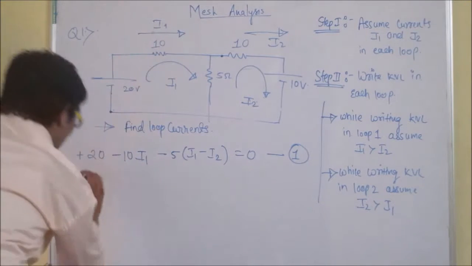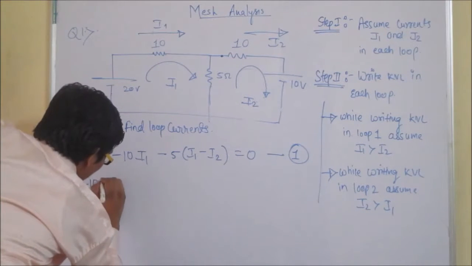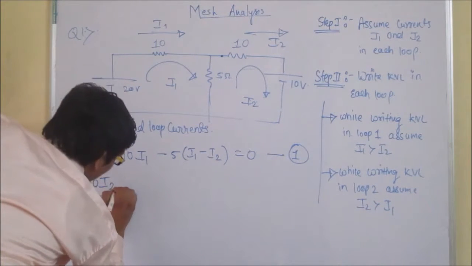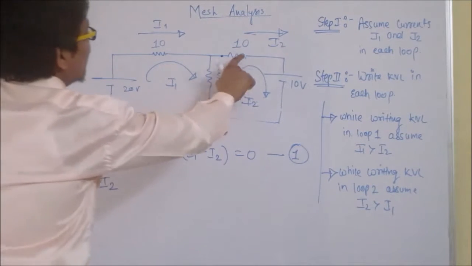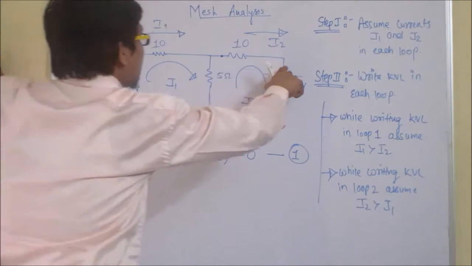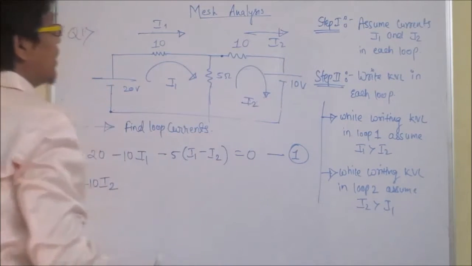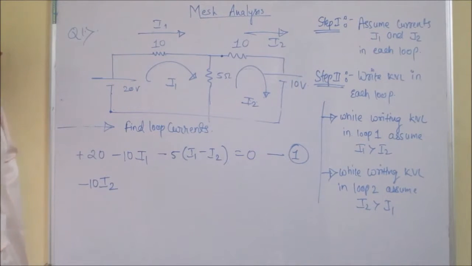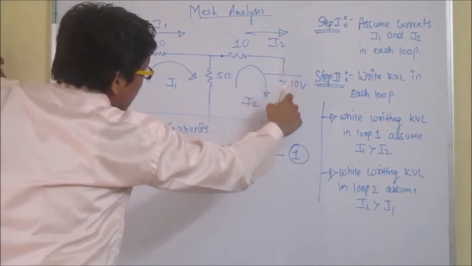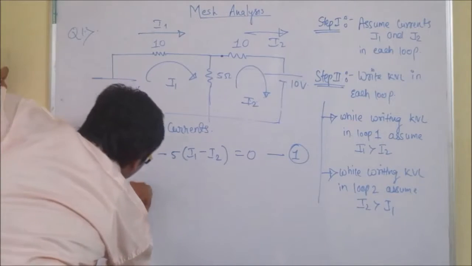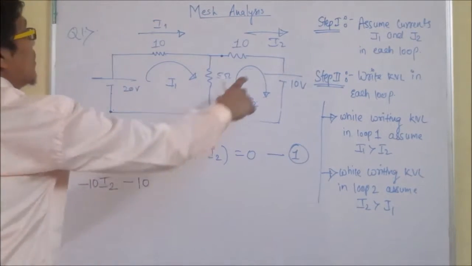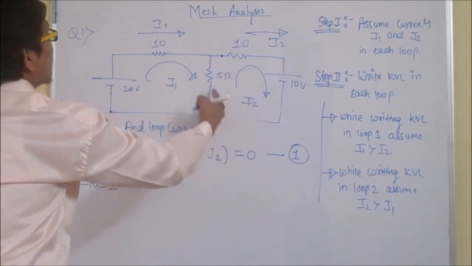Therefore, writing it as minus 10 I2, and then I have come here. Now I am going from positive potential to negative potential. There is a potential drop because we are going from higher potential to lower potential. Therefore, I will write it as minus 10 volts. Again, I am coming from here to here.